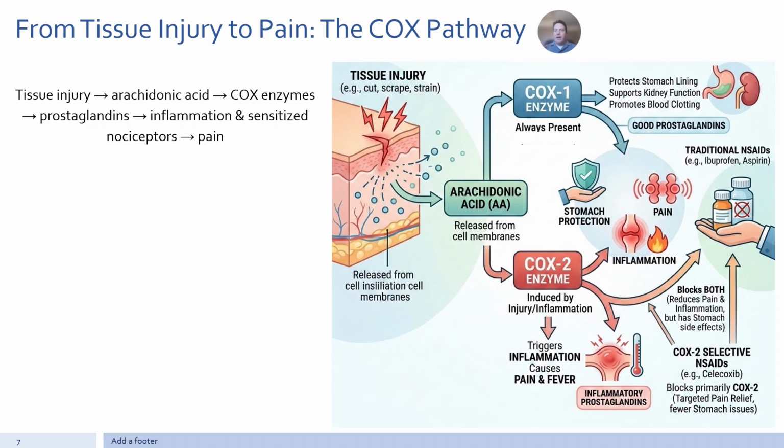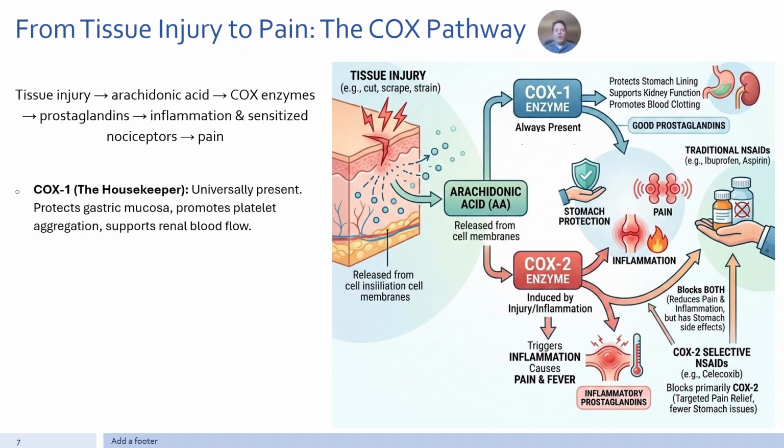Our body uses two main paths to make prostaglandins, COX-1 and COX-2. I want you to think of COX-1 as the housekeeper. It's universally present. It protects the gastric mucosa, promotes platelet aggregation, and supports renal blood flow, protecting the kidneys. And I want you to think of COX-2 as the fire alarm. And it goes off during inflammation and tissue injury.